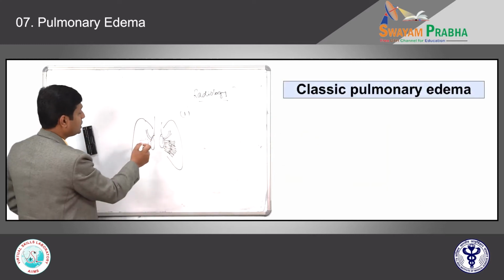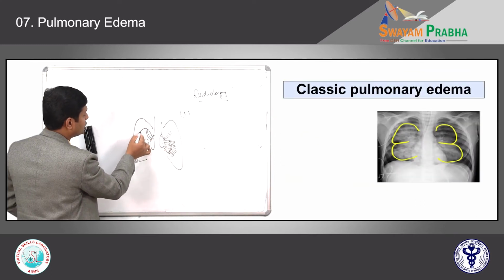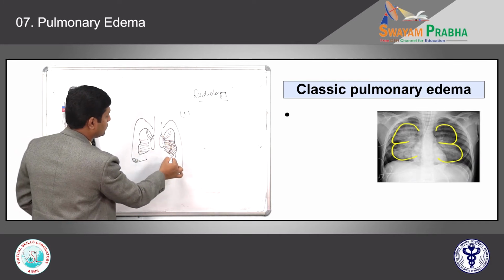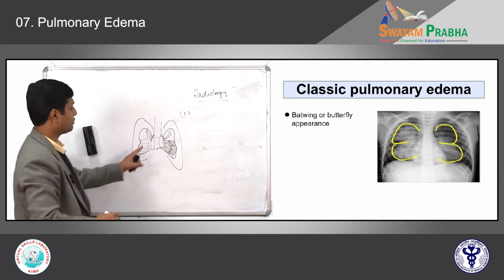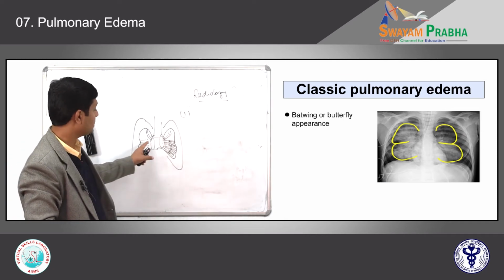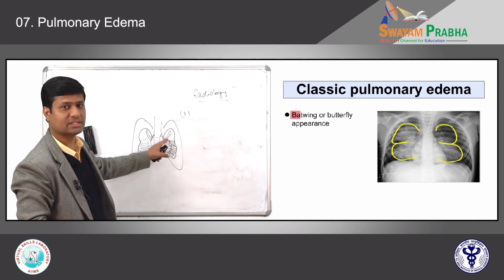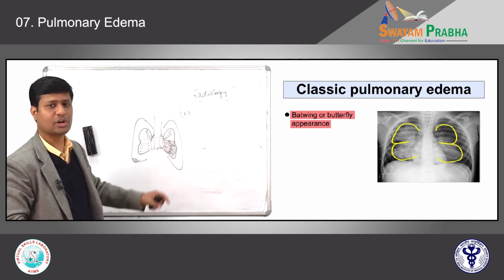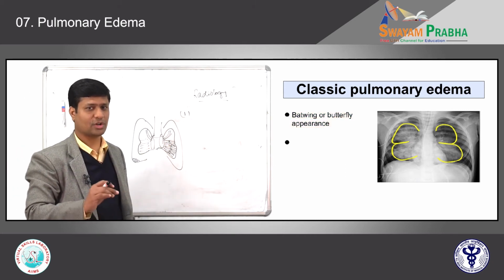Okay, so when you trace this part, it looks like a butterfly, right? Hence this sign we call the butterfly sign or bat wing sign. Those are the important radiological signs that you should know.